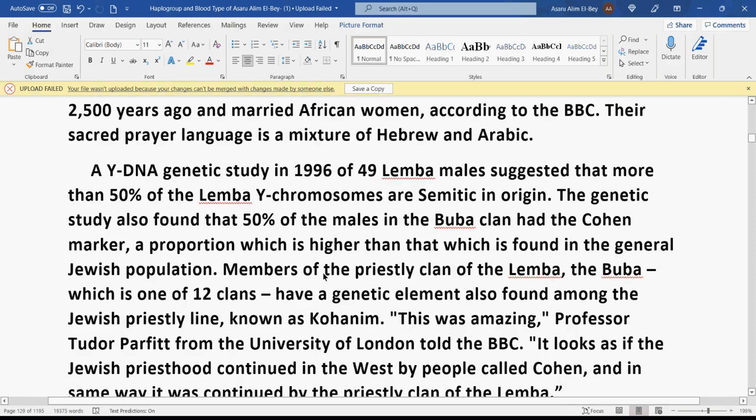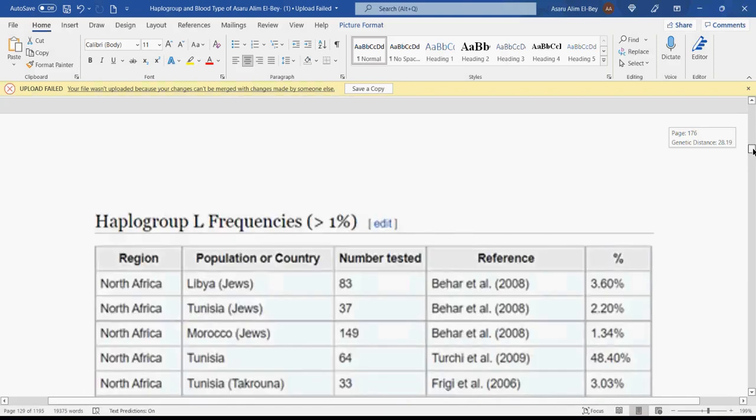Members of the priestly clan of the Lemba, the Bumba, which is one of 12 clans, have a genetic element also found among the Jewish priestly line known as Kohenim. This is amazing. We're talking about more than the Sephardic, more than the Ashkenazim, the Lemba people have more of the genetic markers as far as the Kohen, which is the priest line. Right? This is the priest line, the Levites.